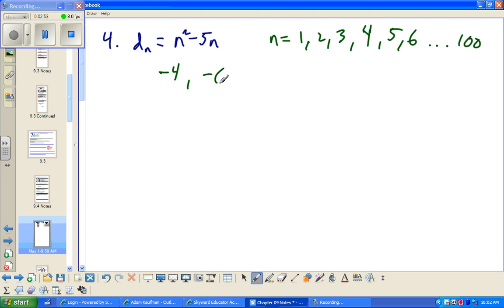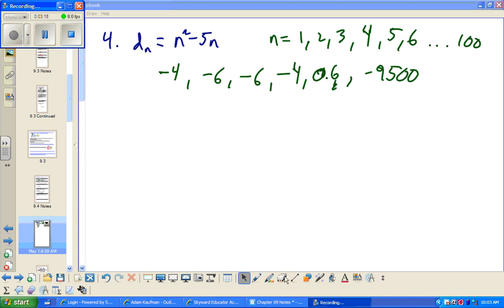-4, -6, -6, -4, 0, I'm sorry, 0, 6, I believe is what I wrote down. And then the 100th term is 9500. No, negative 9500 doesn't make sense. Positive 9500 must have been what it was. So that's just simply plug it into the formula to get each term. n represents the number of the term that you're on.